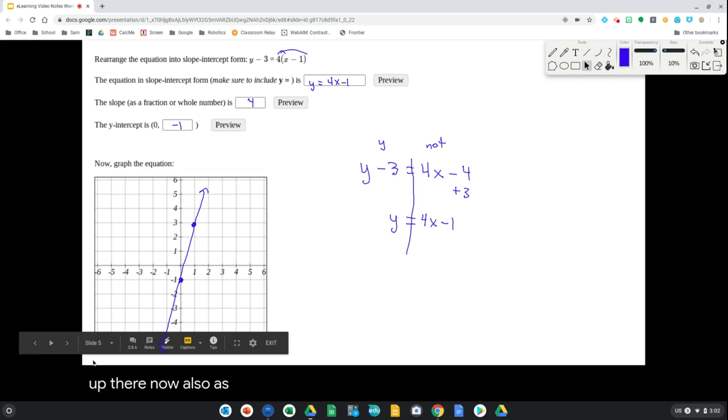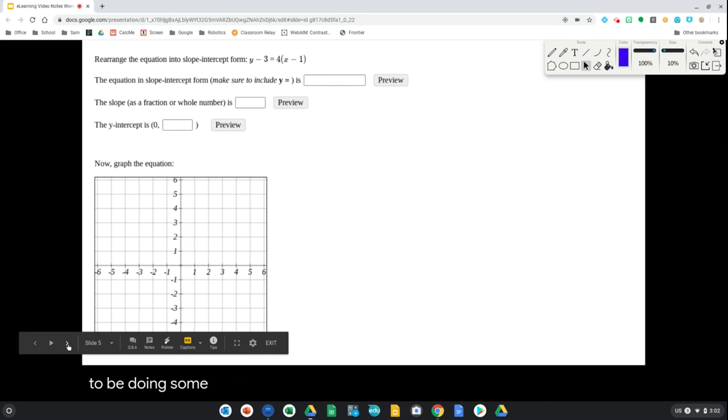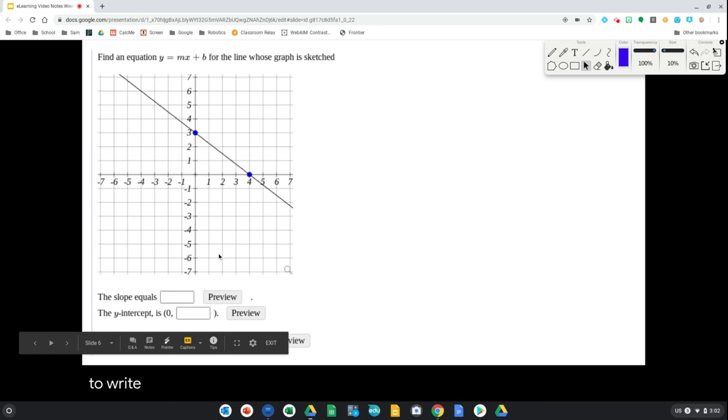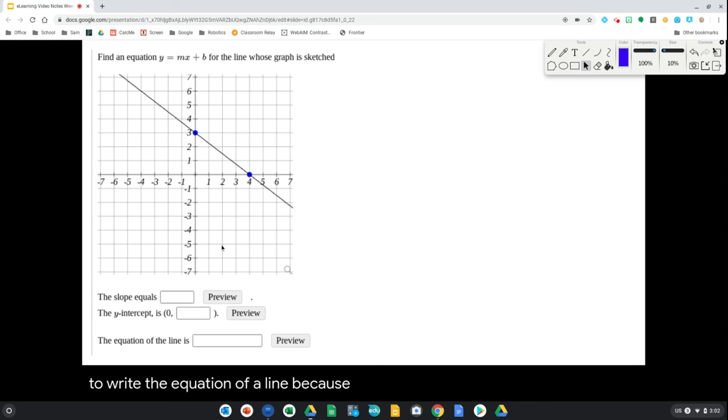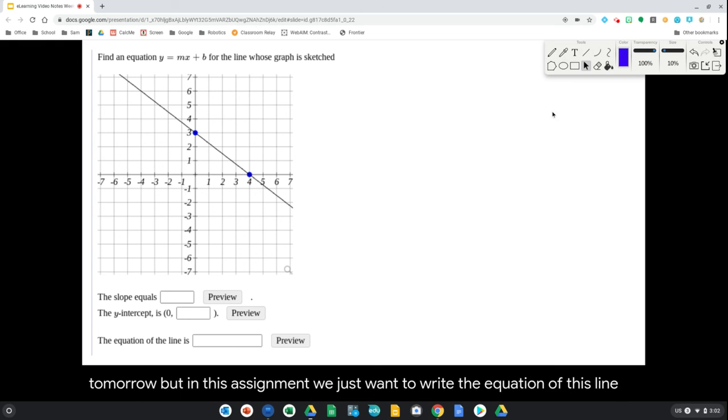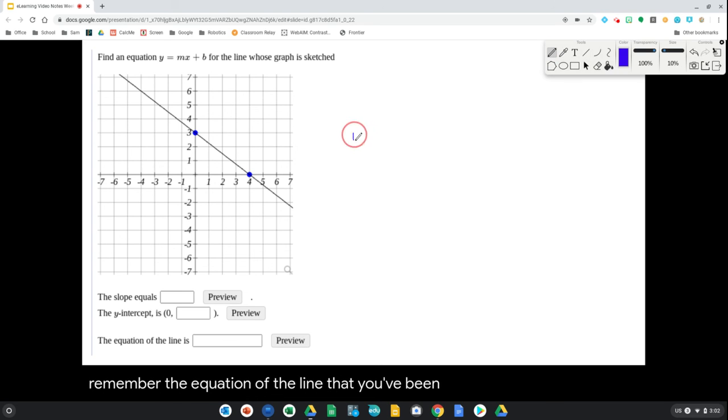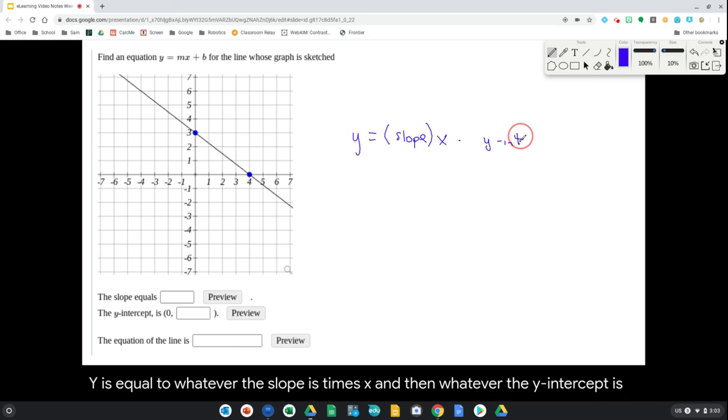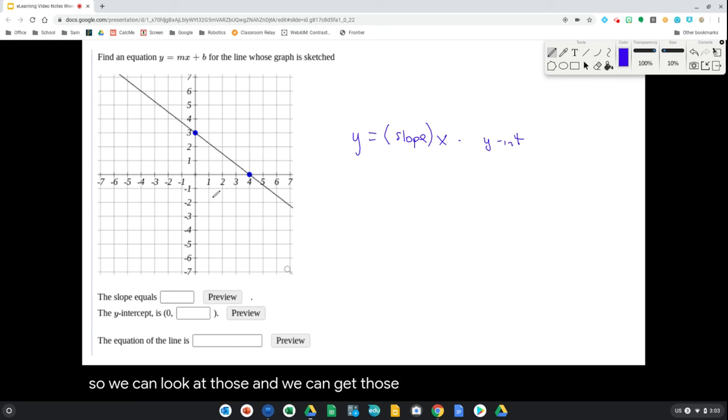Now, also as one more reminder today, on your assignment, you're going to be doing some problems that we've been doing before, where you are trying to write the equation of a line, because this is going to tie all this in tomorrow. In this assignment, we just want to write the equation of this line. Remember, the equation of the line that you've been graphing looks like this: y is equal to whatever the slope is times x, and then whatever the y-intercept is. We can get that information off this graph.